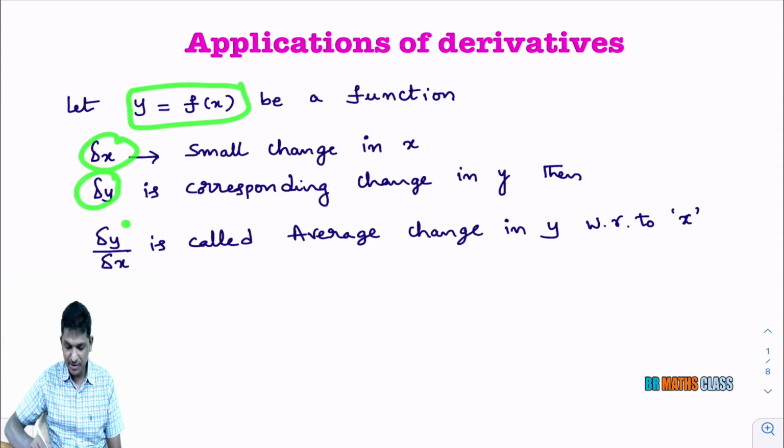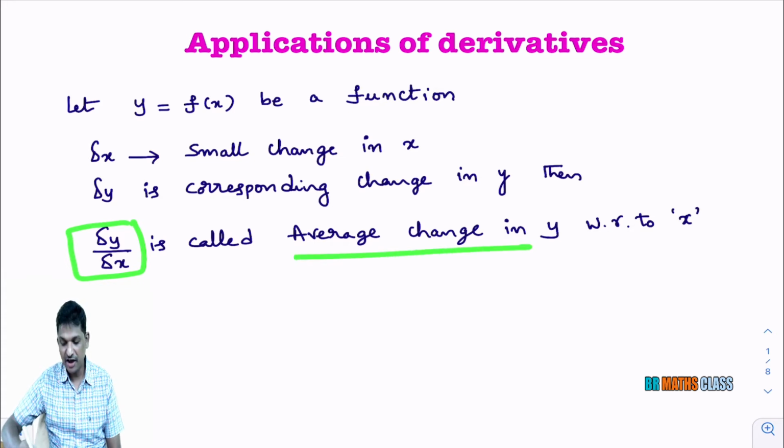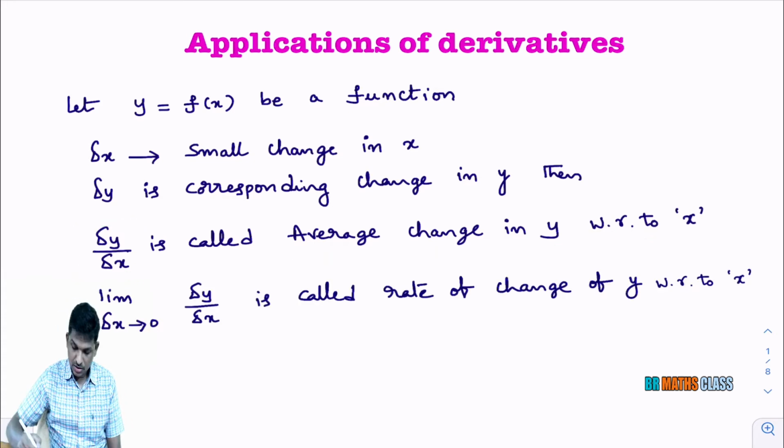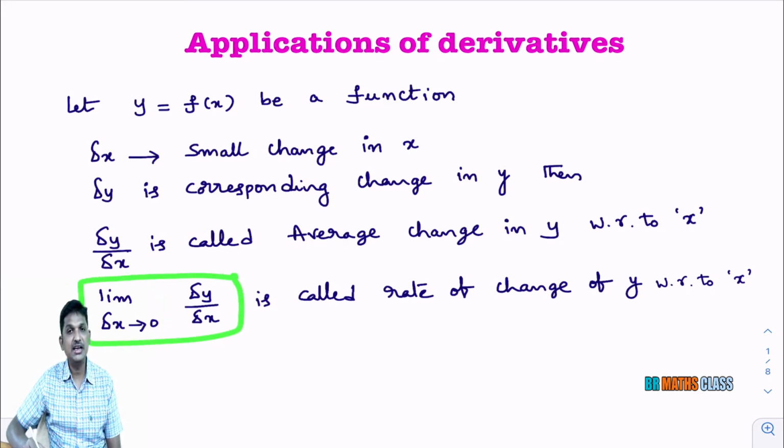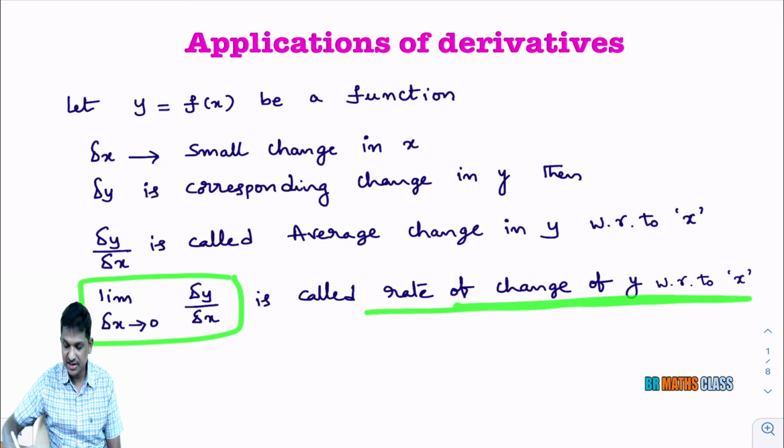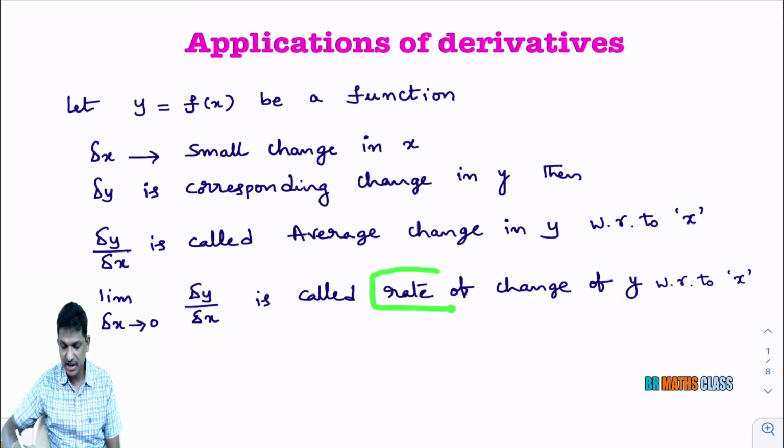So if y equal to f of x, delta x is the change in x, and delta y is the corresponding change in y, then delta y by delta x is called the average change of y with respect to x. Observe what I have written. For this, I just applied a limit. Limit delta x tends to 0, delta y divided by delta x is called the rate of change of y with respect to x. This is a rate measure.